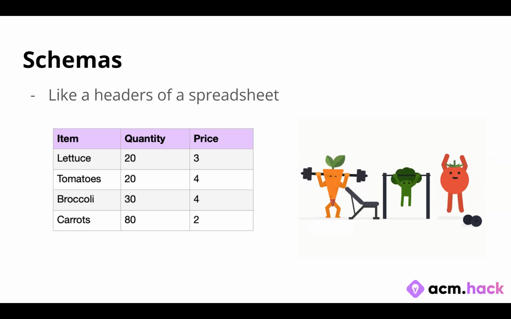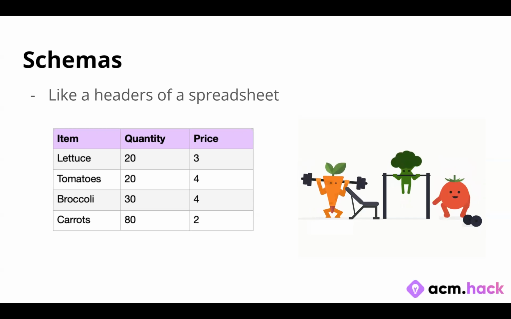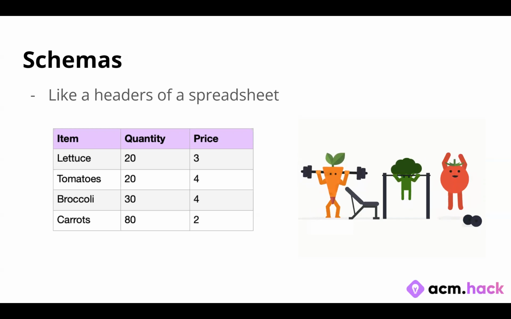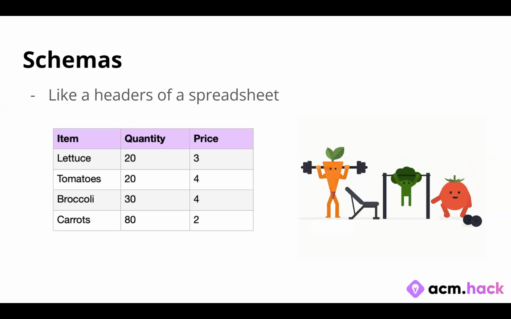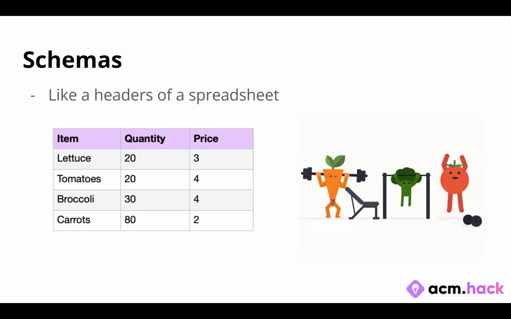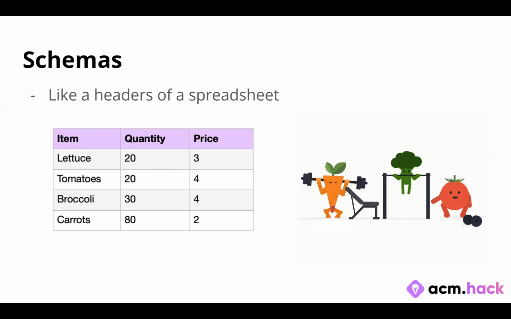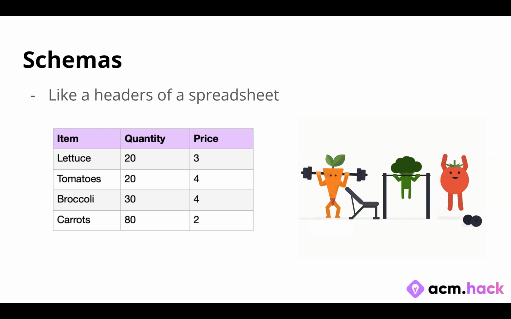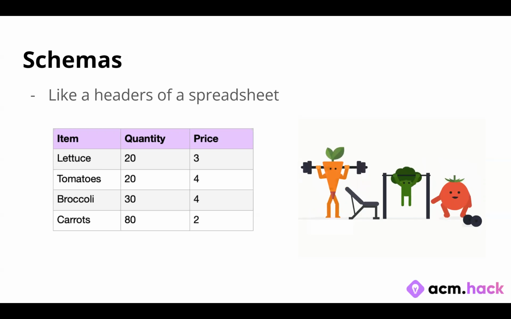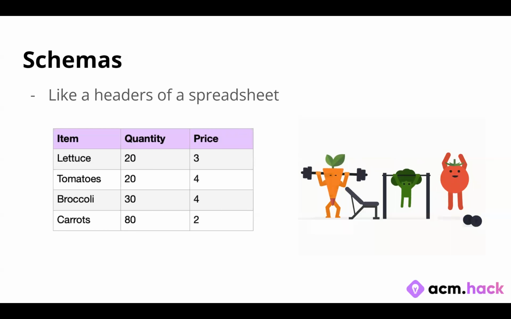Now, what a schema is to this table, it's essentially the header, this highlighted row of the table. It tells you the structure of your data. You can look at it and see you have an item with quantity, price. It tells you the name of the data you have in every column. And things like quantity and price, they also tell you the type of data you have. You know that they're going to be numbers. That's how schemas work essentially.